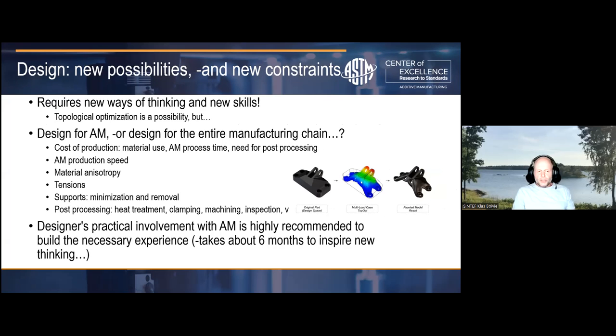You need to think about the production speed, the orientation, and the risk of anisotropy. There could be tensions in the product, and for many types of products, such as when you make metal parts in powder bed fusion, you have a lot of supports. You need to consider how to remove them. And then you have the issue of the post-processing operations. There are heat treatments, and there's clamping during the post-processing. Or if you need to machine, how can you clamp a very complex geometry if you need to mill some critical surfaces? How do you inspect it? And how do you verify it? All these things you need to consider when you design for AM.